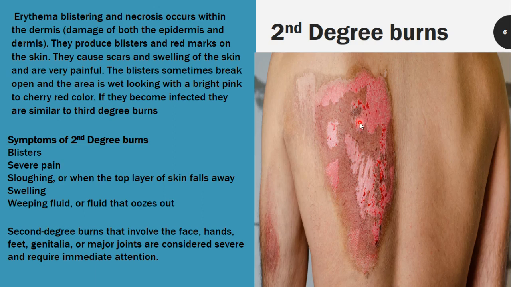If this wound is infected, or not taken care of well, it can become similar to a third degree burn, which is way deeper than the second degree burn. Symptoms: blisters, severe pain, sloughing, or the top layer of skin falling away, swelling, and weeping fluid that oozes out. Second degree burns that involve the face, hands, feet, genitalia, or major joints are considered severe and require immediate attention.